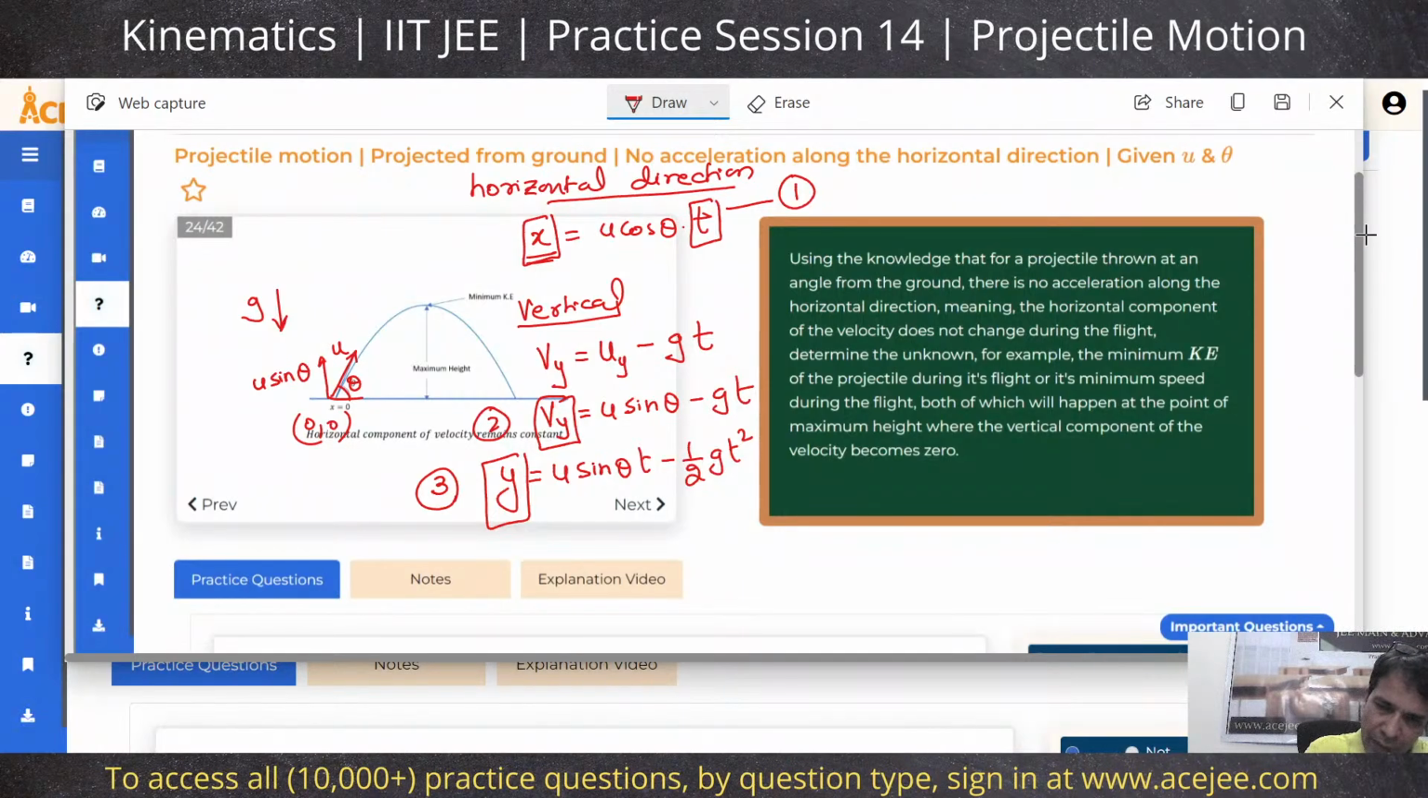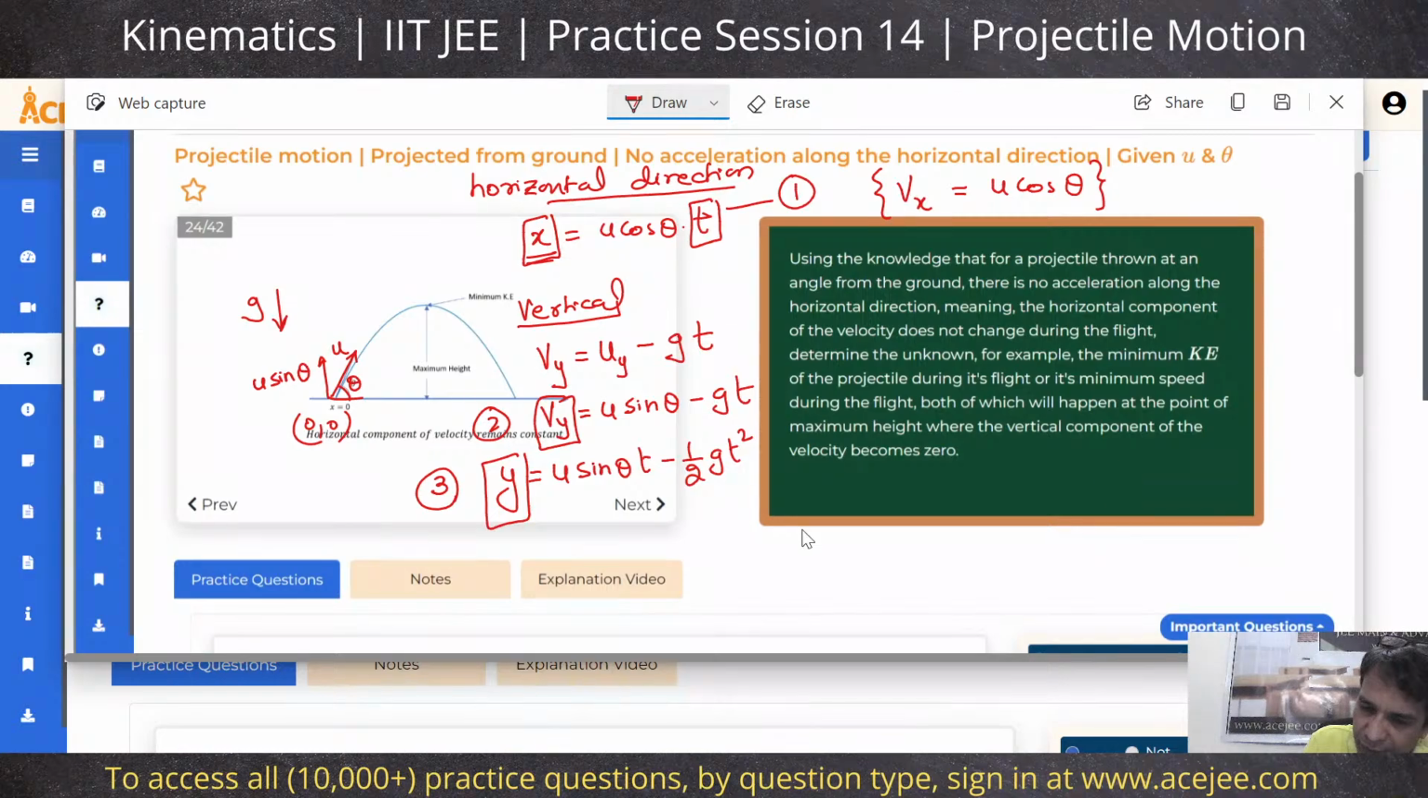By the way, before we do that, note that because there is no acceleration in the horizontal direction, the velocity along the horizontal direction does not change. The velocity at any time in the horizontal direction remains u cos theta. That's your horizontal velocity at all times. Okay.